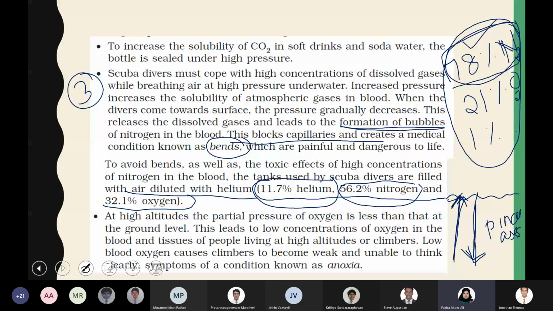That is the reason why in the beginning, when they started scuba diving, they used to take air in their cylinder, and many people died because of this situation called bends. They couldn't identify the reason. Later they found out that this is because of the solubility of nitrogen in the blood, which can be avoided by using the special mix of gases: helium, nitrogen and oxygen. This is one of the important questions they ask as an application of Henry's law.